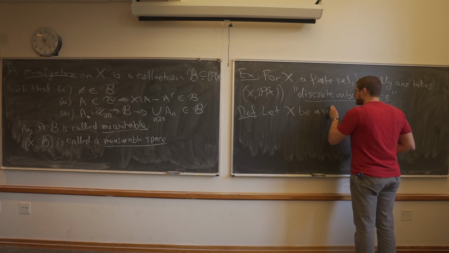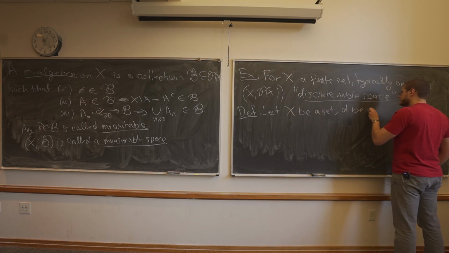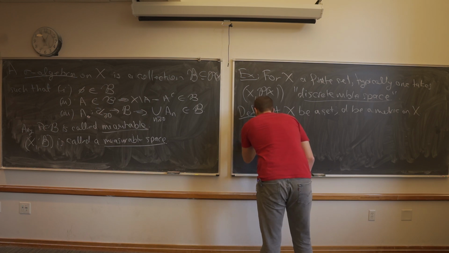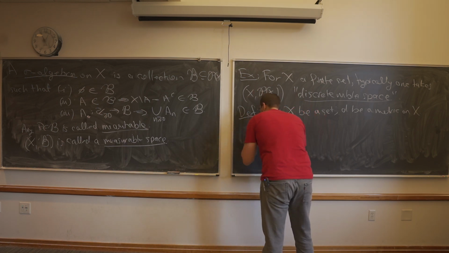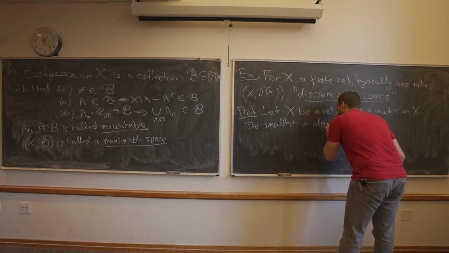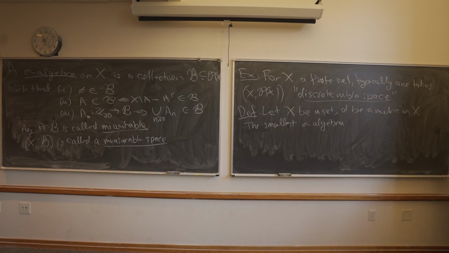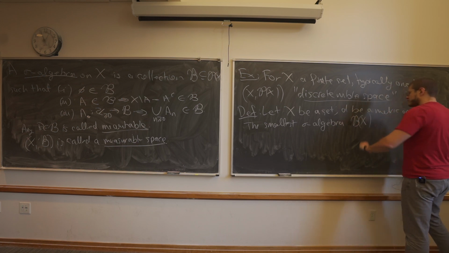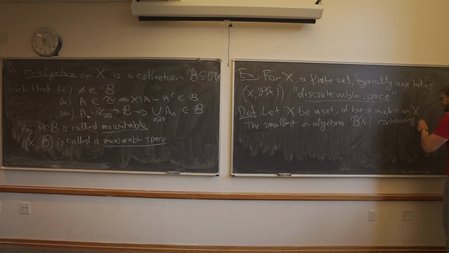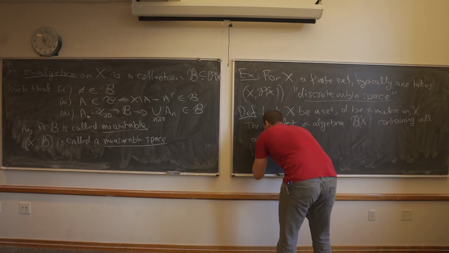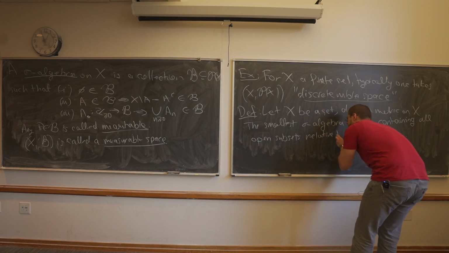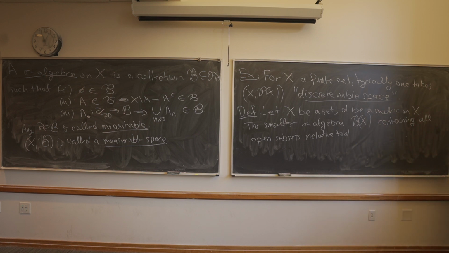So let X be a set, and D be a metric on X. So the smallest sigma algebra, which I'm going to denote by B of X, that's sort of the standard notation, at least for me, containing all open subsets relative to D is called the Borel sigma algebra of X.